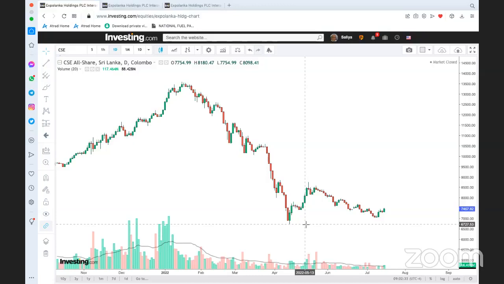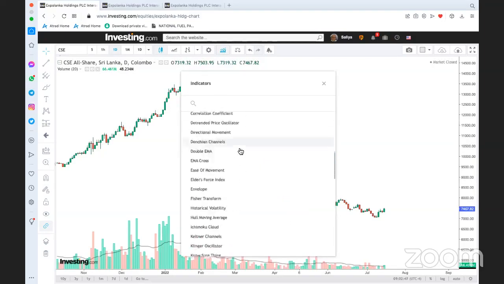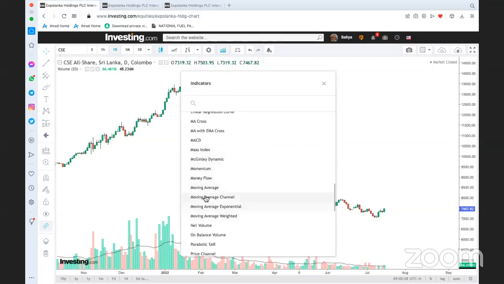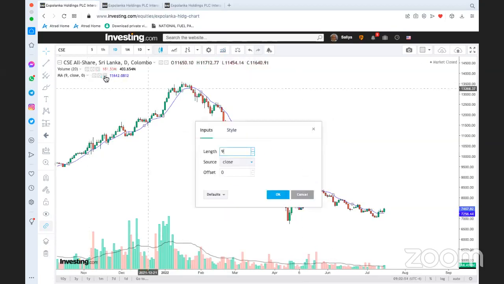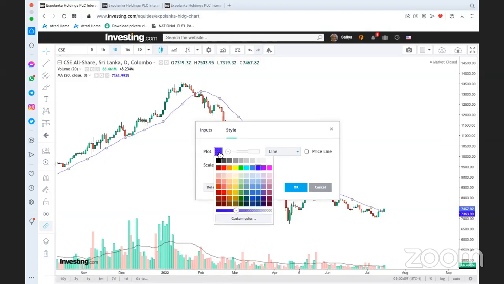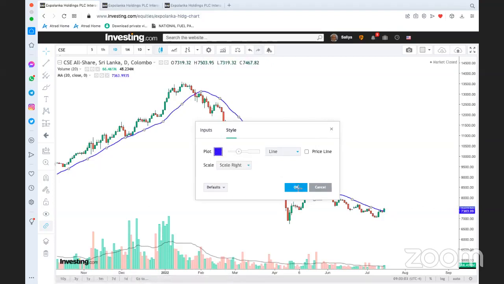But for me, what I have noticed is that the 20-day moving average helps us to see how the base is forming. I think a support base is very important for us. First let's load the 20-day moving average, and then let's do something else also. Right, this is the 20-day moving average.